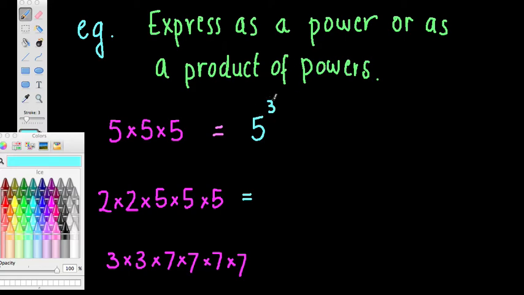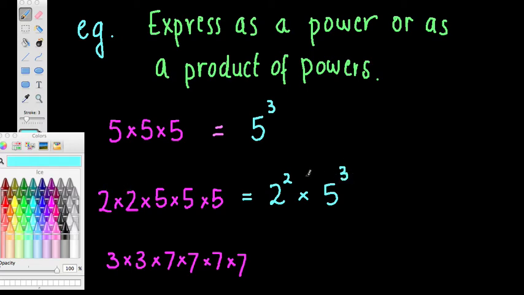That means we want to put an index here. Let's begin with this one. 2 times 2 is 2 squared. The base 5 for this last section, how many times? 3.